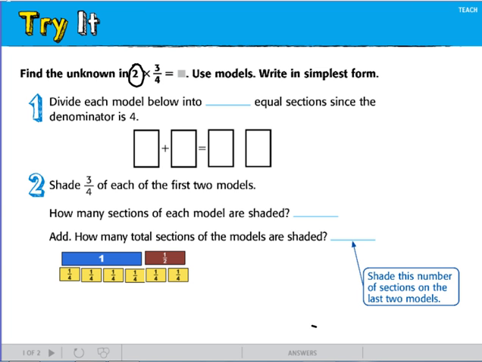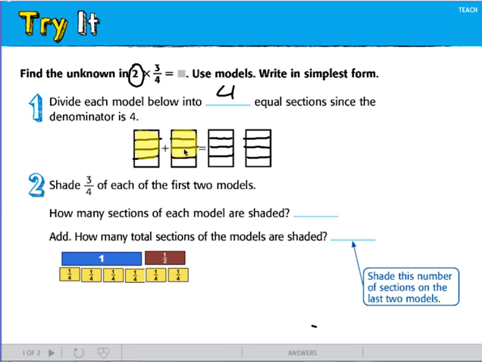Now that we have our models done there, we're ready to move our model into the book, okay? So we're going to divide each model below into how many sections? How many? 4. 4 sections. Okay? So I draw my lines. It doesn't have to be perfect, but we want it close. Then we're going to shade in 3/4 twice. 3/4. 3/4.